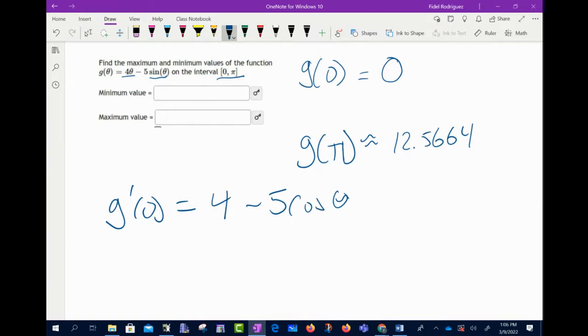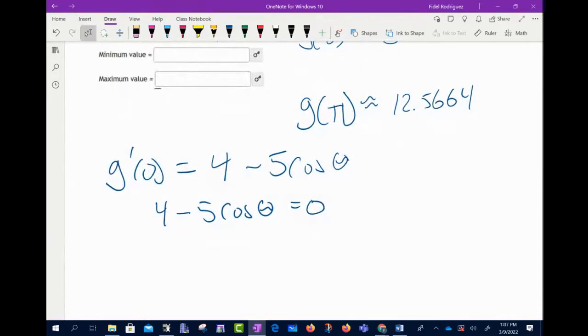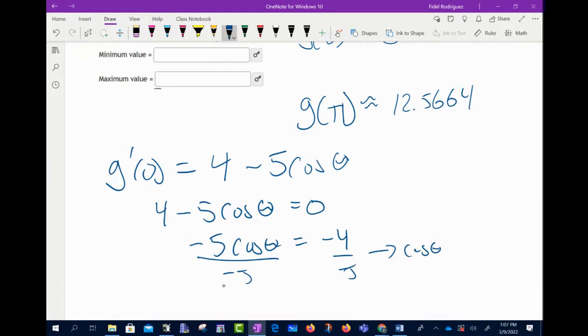And now we're going to take this part here equal to 0, right? Because we take the derivative and then we set it equal to 0. So we're going to go 4 minus 5 cosine theta is equal to 0. Okay. For the next step, you guys, we're going to go ahead and solve. So this is going to be a minus 5 cosine theta equals a negative 4. And we're going to divide everything by negative 5. So I end up with a cosine theta equals 4/5.